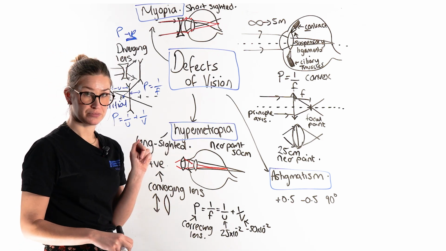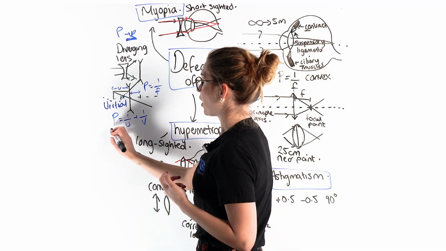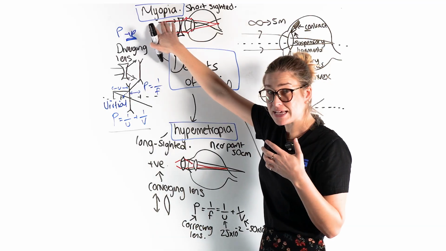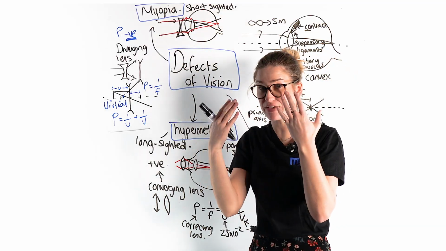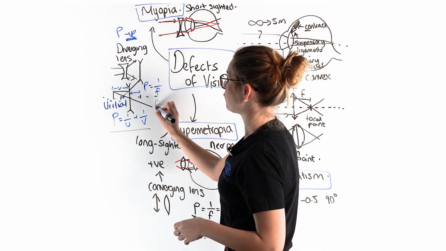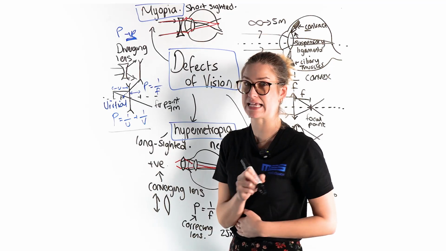If, again, we were doing it for our divergent lens, my power equation is again 1 over u plus 1 over v. If they've got myopia, it means they're short-sighted. They can see things really close up. They can't see things far away. So let's say this person's far point is maybe 7 meters, right? That's the furthest they can see.